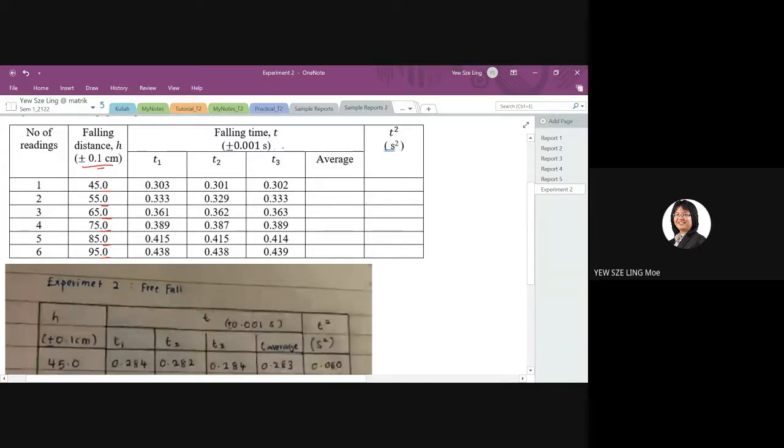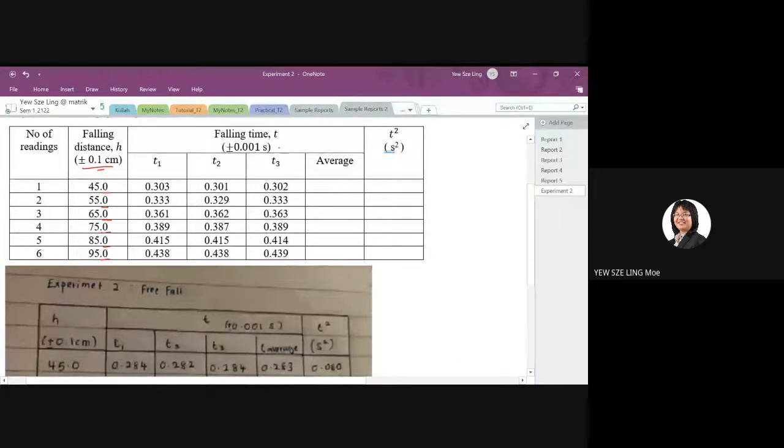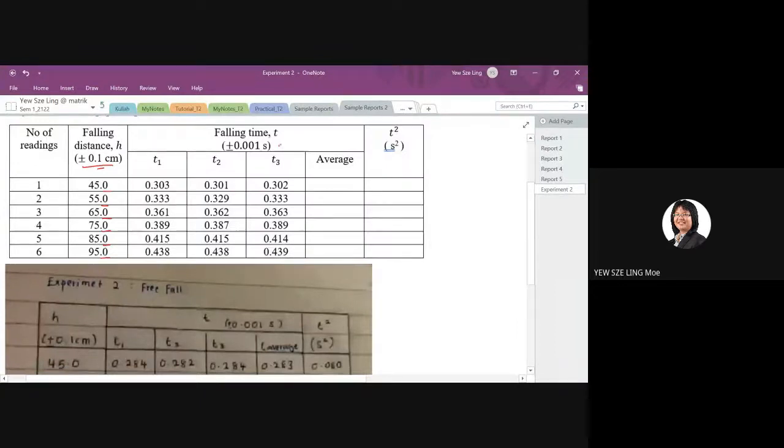And then falling times. If you use pFox, then the uncertainty is plus minus 0.001. Okay, because it is a digital tool, you just use the smallest value. The smallest value that can be recorded is 0.001 second. If you use your handphones, because I told you guys you can record it manually, or if you have any issue with the apps, then the uncertainty will follow the phone.